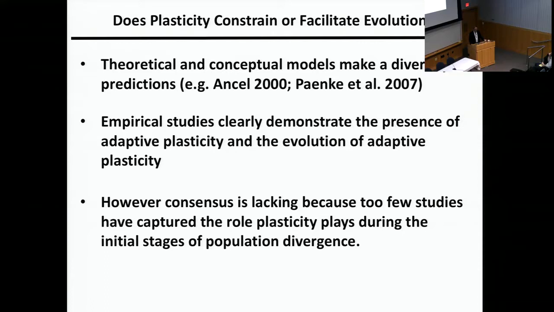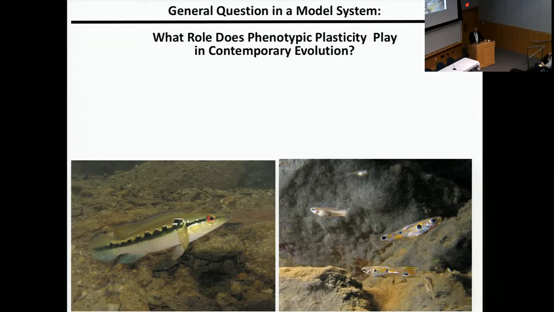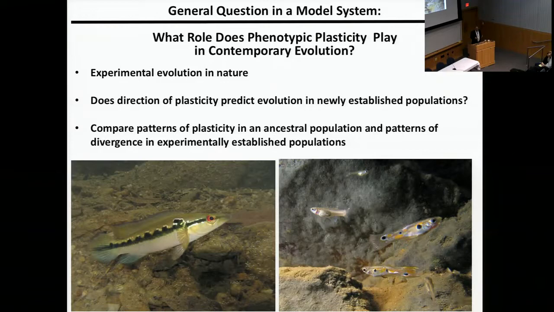So what I want to talk about now is an example where we've attempted to actually capture that role of plasticity in the early stages of evolutionary divergence, using Trinidadian guppies as a model system. This is part of a collaborative project where we are using guppies and an experimental evolution approach in the wild and asking, given a known source population, what are the patterns of plasticity in the source population, and does that predict the kinds of evolutionary changes that we see in newly established populations? So we can compare the ancestral state to the derived state on a very controlled and known timescale. So why guppies?